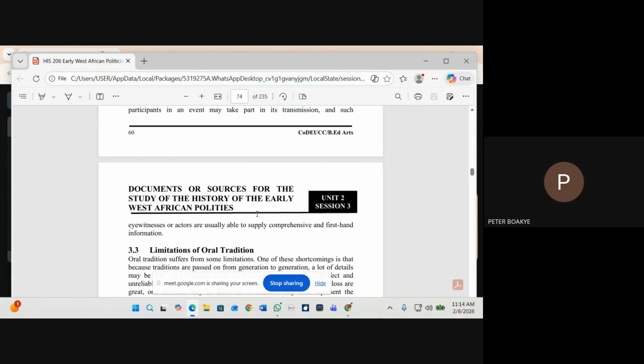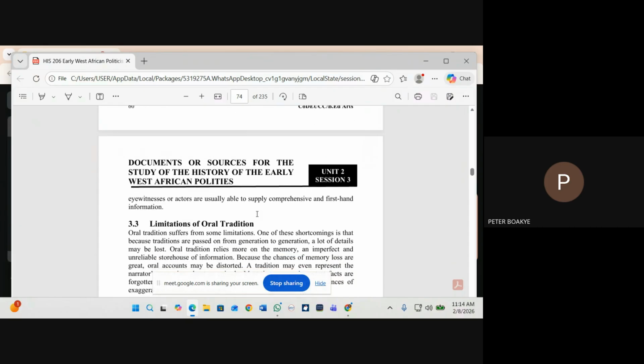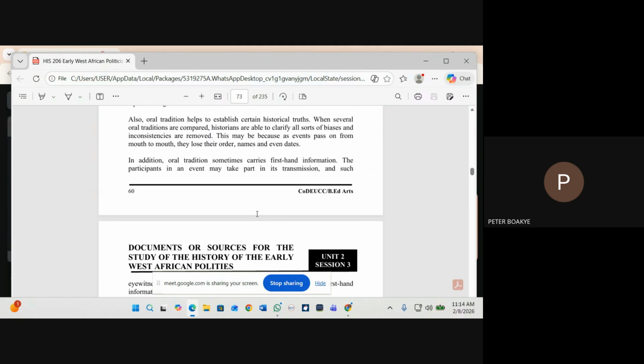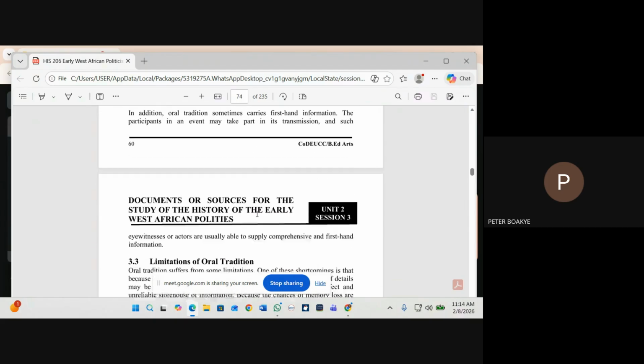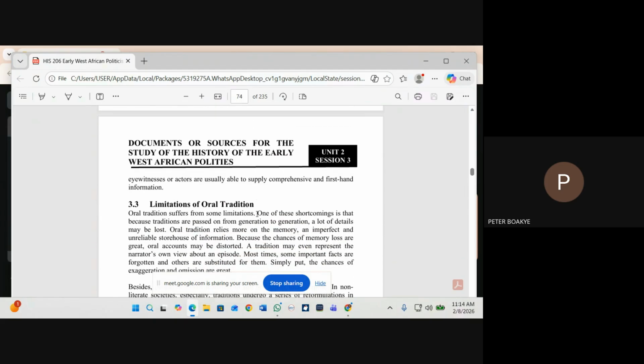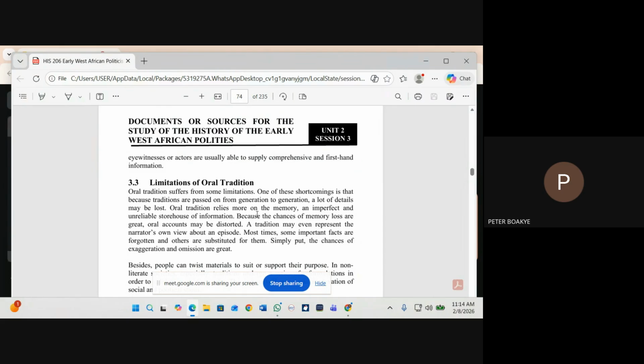Yeah, so eyewitnesses or artists are usually able to supply comprehensive and first-hand information, and this is an advantage. These are some of the advantages of oral tradition. Now, there are also certain challenges or limitations associated with the use of oral tradition or oral accounts. One of the shortcomings is that because traditions are passed on from generation to generation, a lot of details may be lost. So a lot of detailed information will be lost.